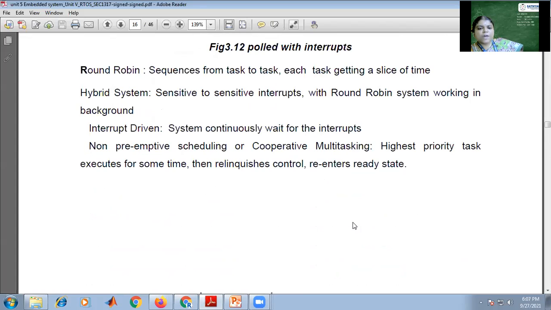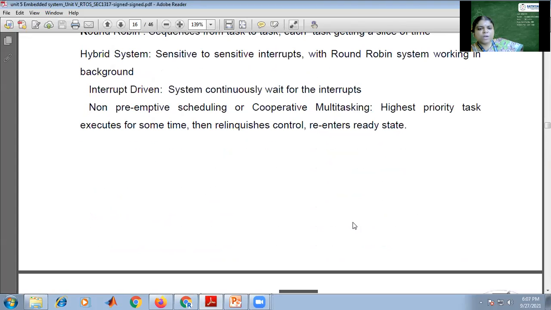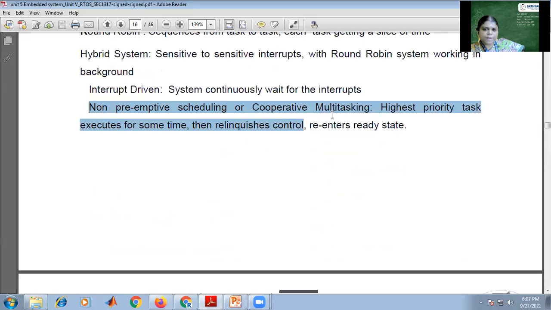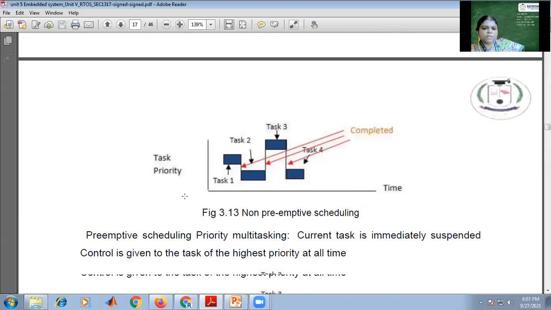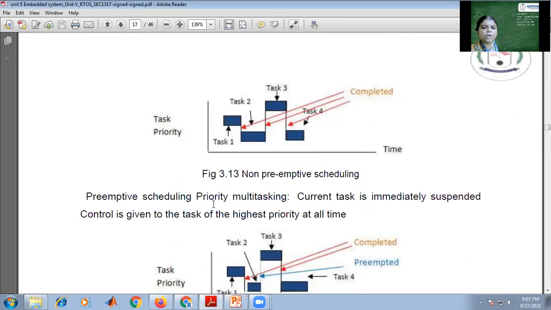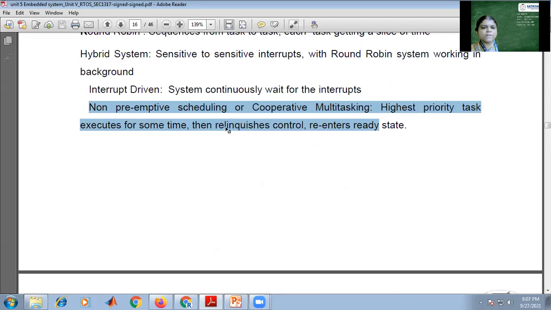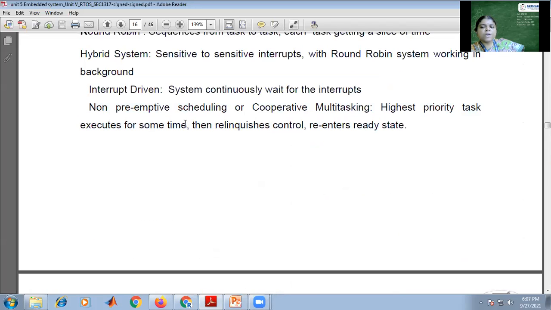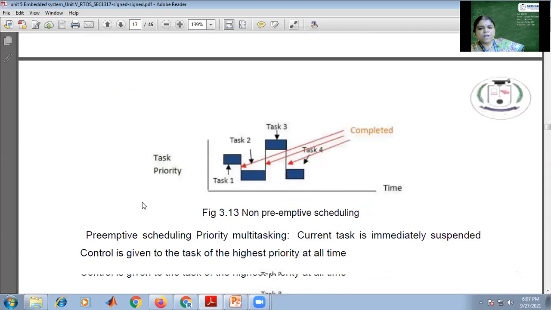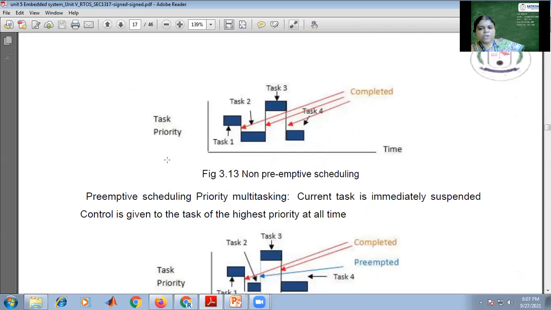Then again, there are two different types of scheduling. One is non-preemptive scheduling or cooperative multitasking. The second one is preemptive scheduling or priority multitasking. So what is actually non-preemptive scheduling? It means a higher priority task will be executed for some time, then it relinquishes control and re-enters the ready state. This is non-preemptive scheduling.